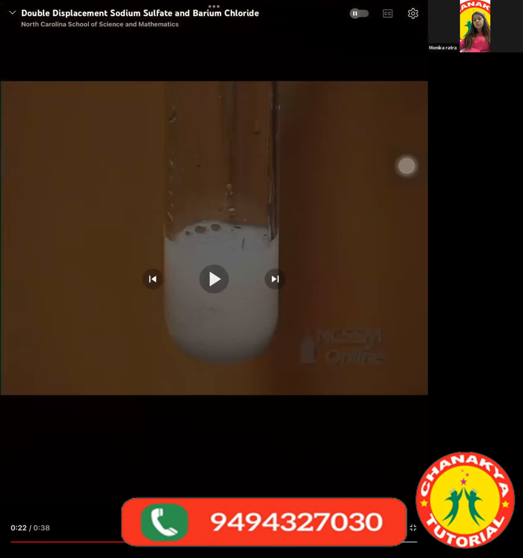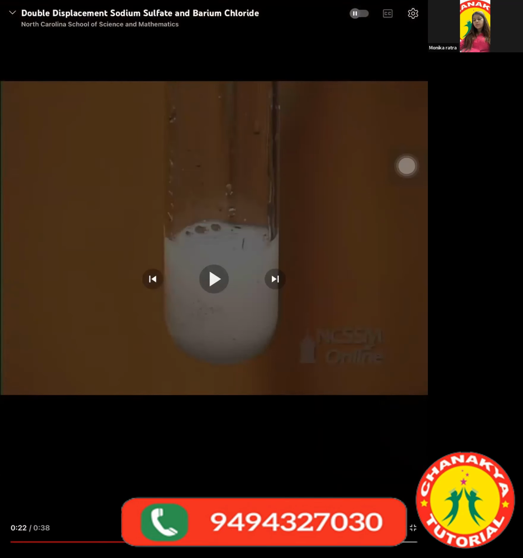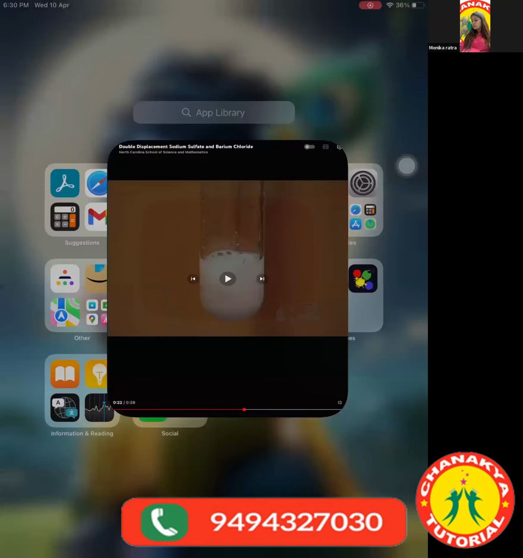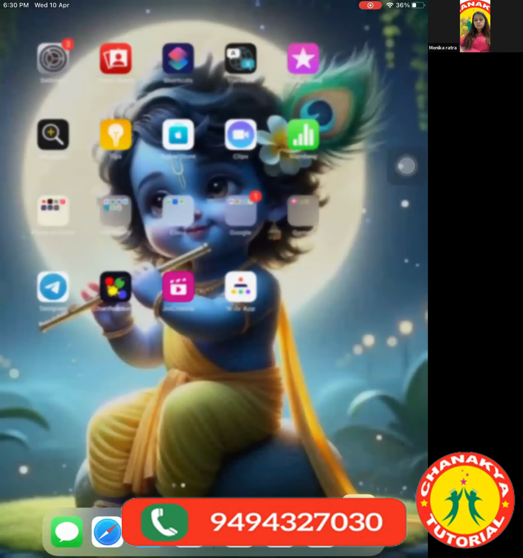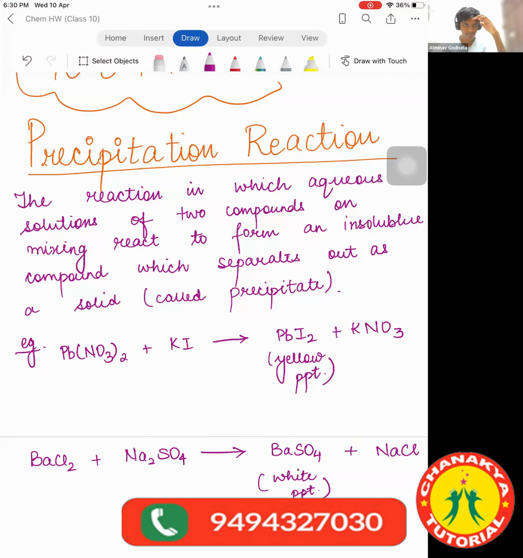Both of them are initially colorless, they look like water, but as soon as we add both of them with each other, you can easily observe the formation of white precipitate. I hope both these reactions are clear to all of you. Yes, ma'am.